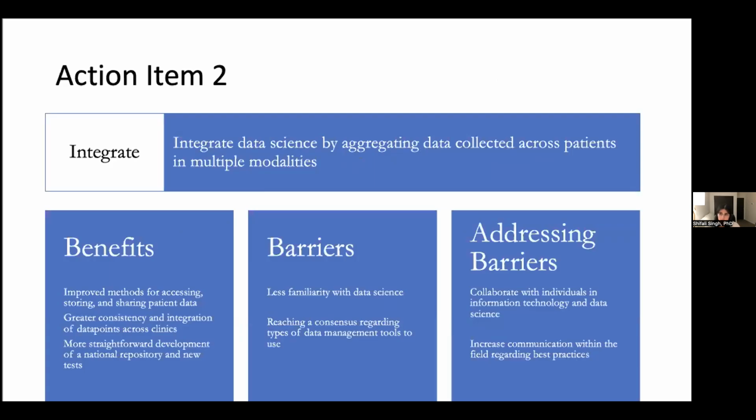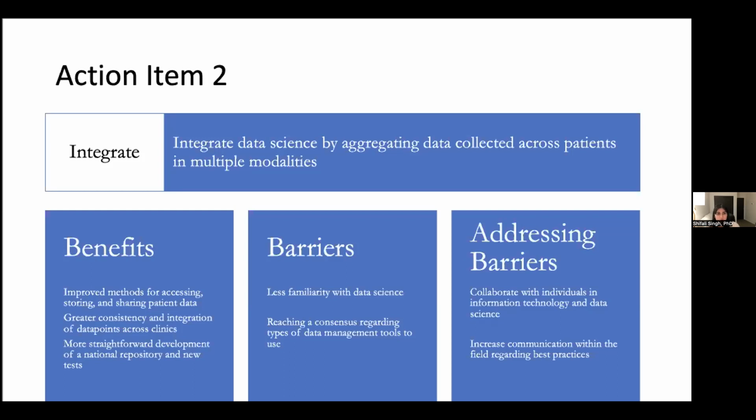And then the second action item is integrating data science by aggregating data that's collected across patients in multiple modalities. And the benefit of this would be improved methods for accessing, storing, and sharing patient data. So the NNN is a great example of this, increasing greater consistency and integration of data points across clinics. And there's more straightforward development of a national repository and new tests. The problem that I see with this is that not all of us are data scientists, right?